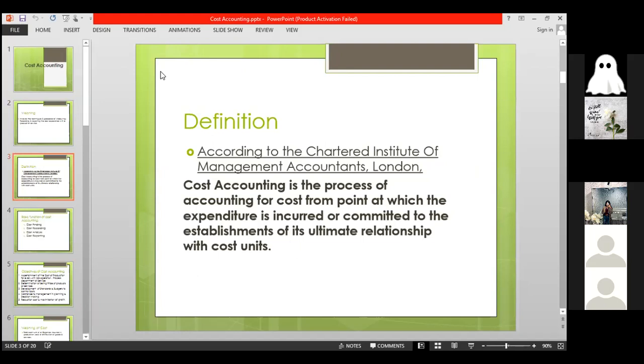So here's the definition by the Chartered Institute of Management Accountants in London. It says cost accounting is the process of accounting for cost from the point at which expenditure is incurred or committed to the establishment of its ultimate relationship with cost units. So this definition says that cost accounting only relates to units that are related to a business. If any cost is not related to the final product or the units that you're producing, then it is not recorded.